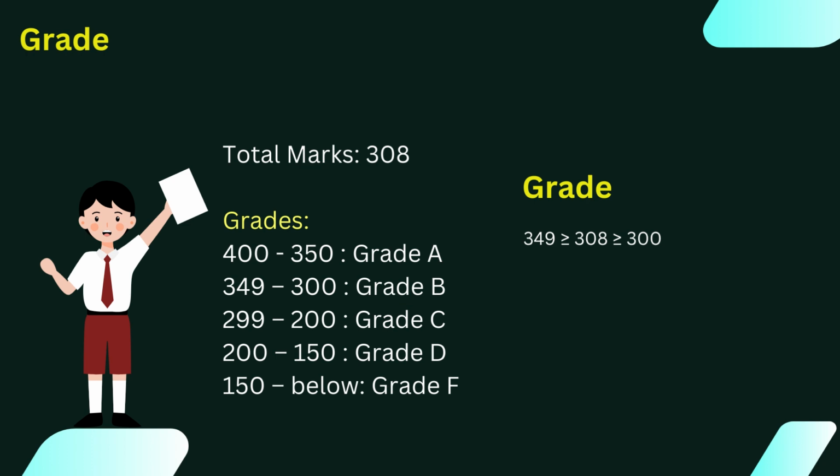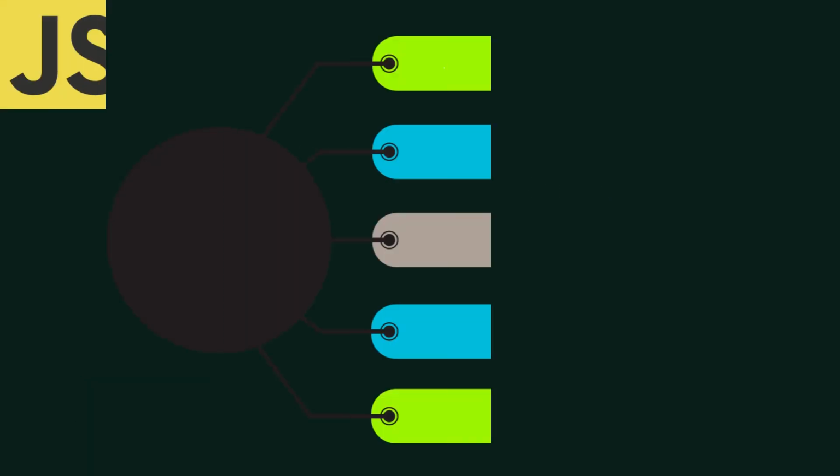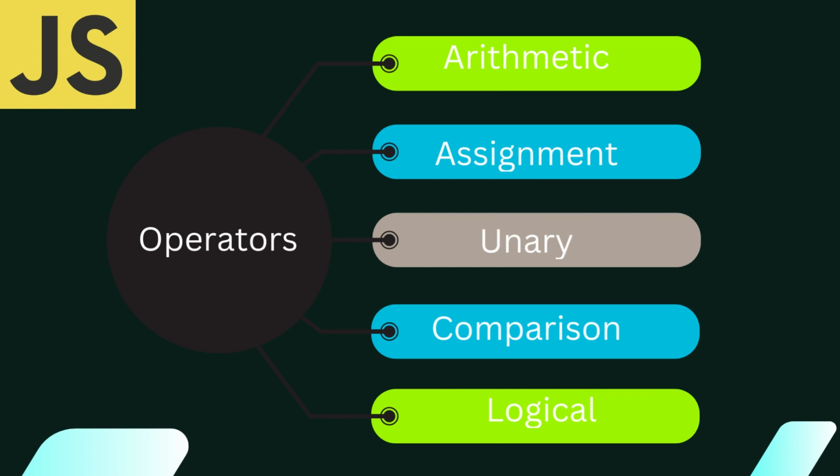Similarly, we do many operations and many use cases with operands and operators in our daily life. If you take JavaScript, there are these types of operators: arithmetic, assignment, unary, comparison operators and logical operators. We will discuss each individually in detail in further videos.